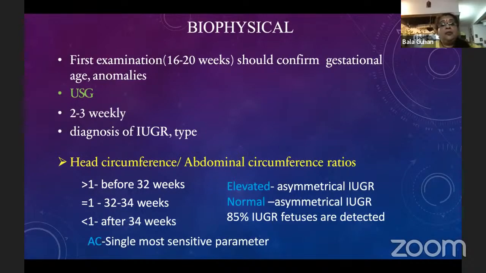So coming to the biophysical profile, the first examination at 16 to 20 weeks should confirm gestational age and anomalies. So we have the anomaly scan. Currently, we go for the first scan at around 3 months, it's 12 weeks of gestation. We have the NT scan followed by the anomaly scan at around 20 weeks.